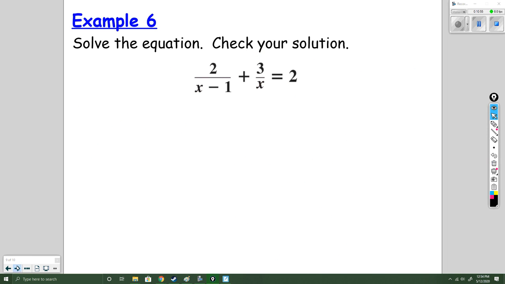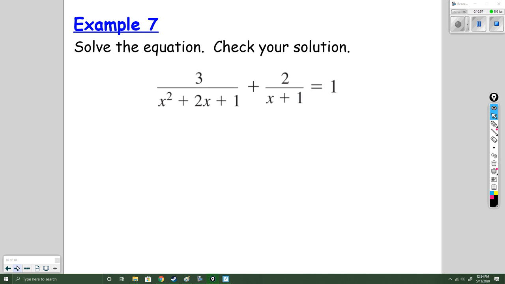Last example here. Okay, in this one, it's helpful to know what this factors to be, if it's factorable at all. And it is factorable. It factors to be x plus 1 times x plus 1, or in other words, x plus 1 squared. All right, so what we're going to do is multiply by the LCD, which is x plus 1 squared.